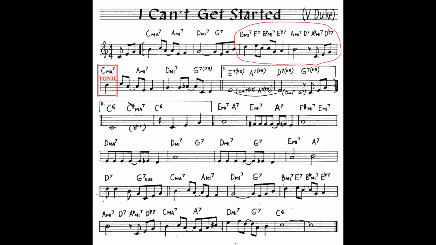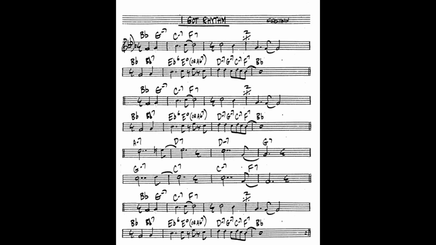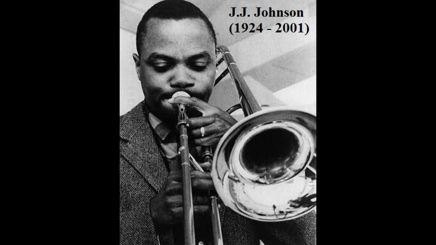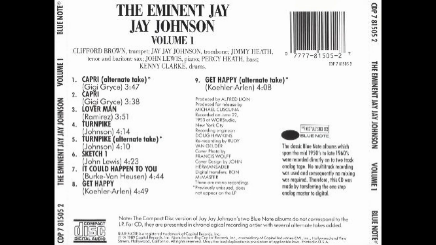Another good historical example is Turnpike, a Rhythm changes contrafact by J.J. Johnson, included in his 1953 album named The Eminent J.J. Johnson Volume 1. Notice how the players play a different set of chord changes on the second chorus of the solo.